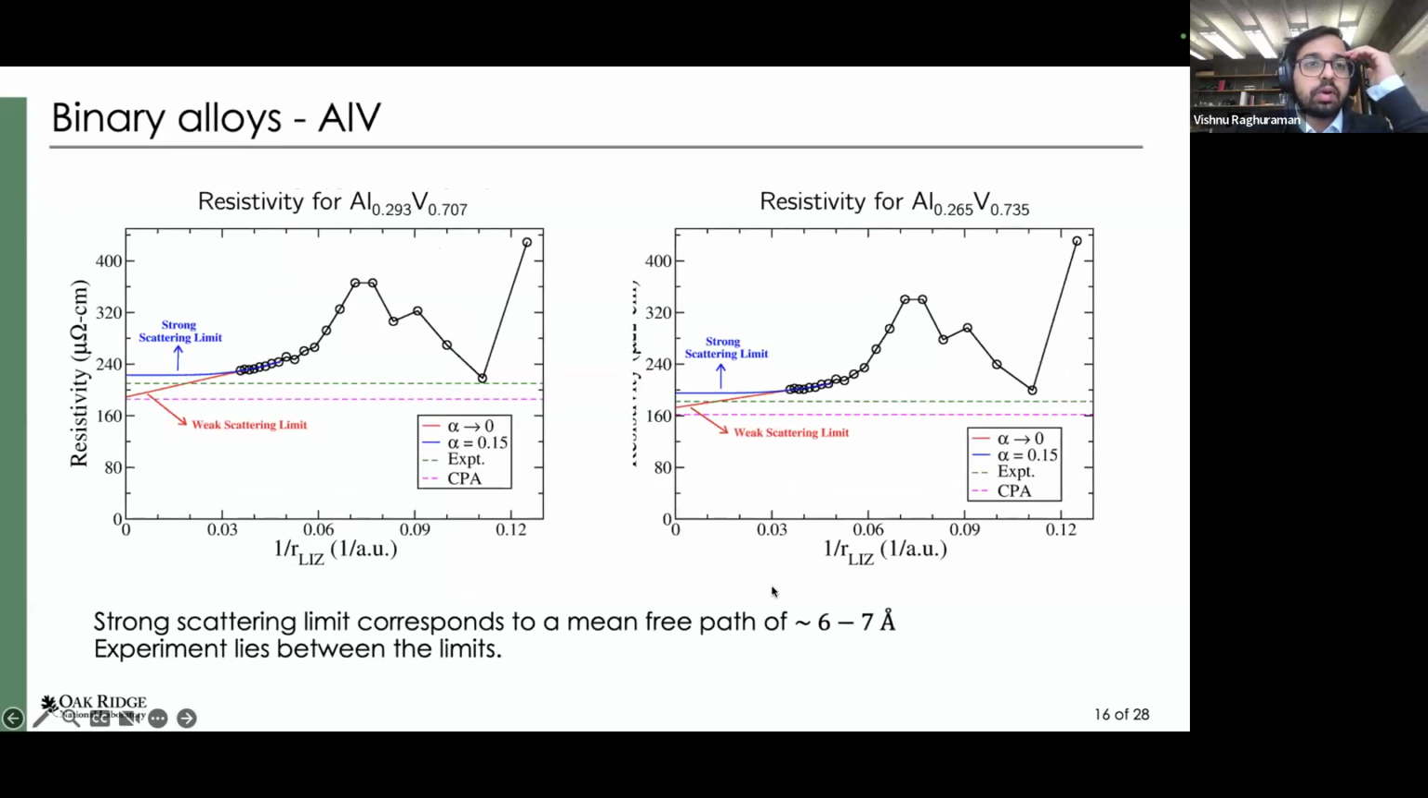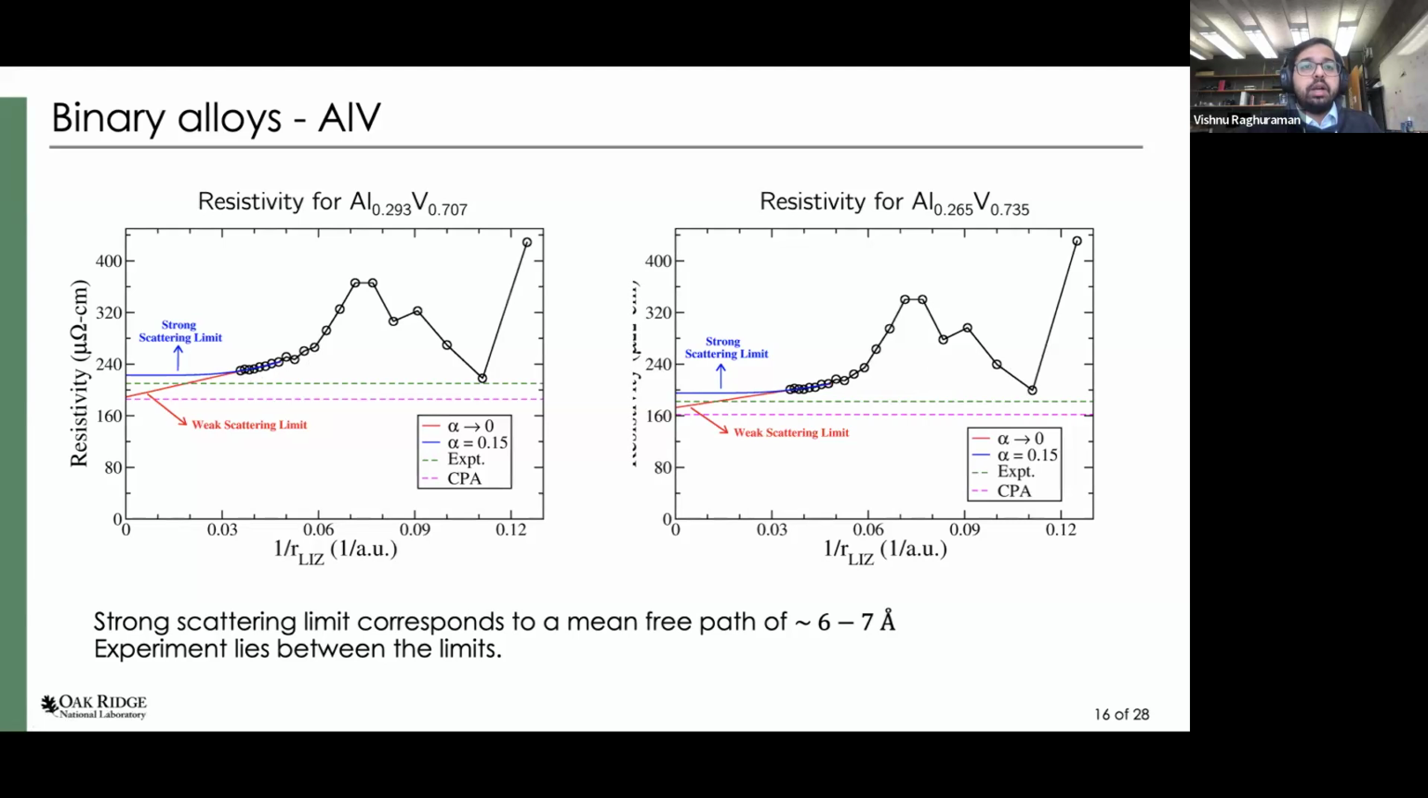So here are some results for alloys. The first system that we looked at was aluminum vanadium at a range of different concentrations. So here's why I said previously that our RLIZ was not sufficient. We got data up to this last data point here, which is the physical extent to which we could get the RLIZ. Now, the problem with this is there are many different alphas that could fit this, because you don't actually see significant nonlinearity, or any nonlinearity, in the actual data points.